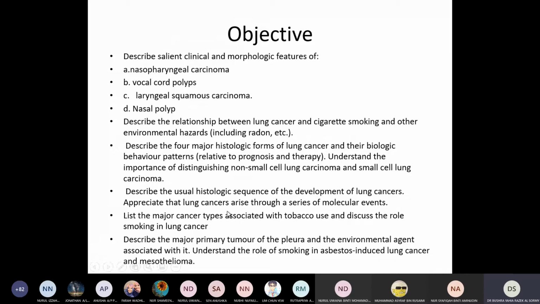Describe the usual histological sequence of development of lung cancer. Appreciate that lung cancer arises through a series of molecular events. List the major cancer types associated with tobacco and discuss the role of smoking in lung cancer. Describe major primary tumor of pleura and the environmental agent associated with it. Understand the role of smoking in asbestosis, including lung cancer and mesothelioma.